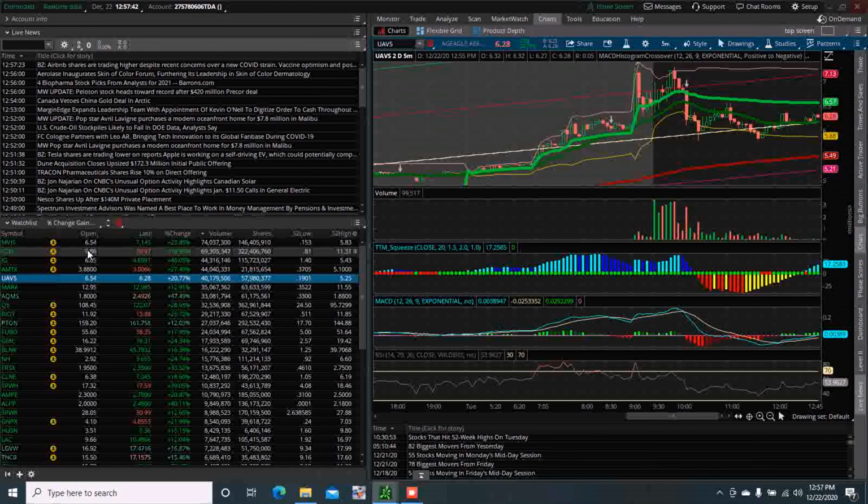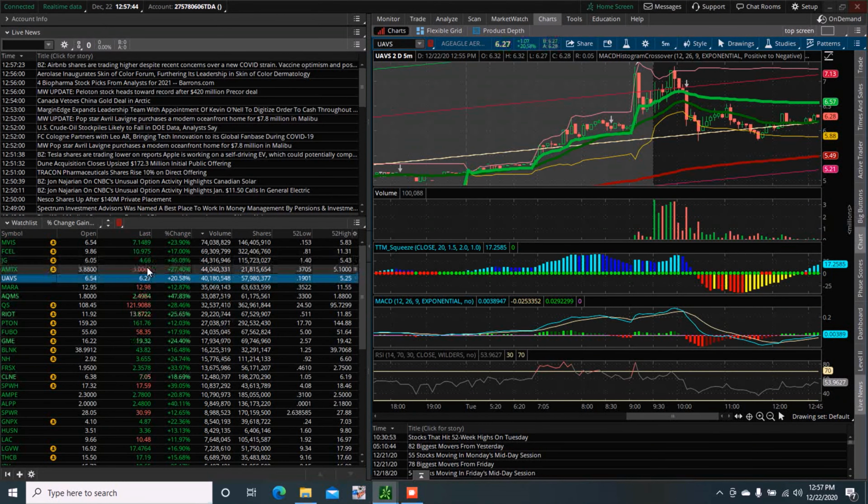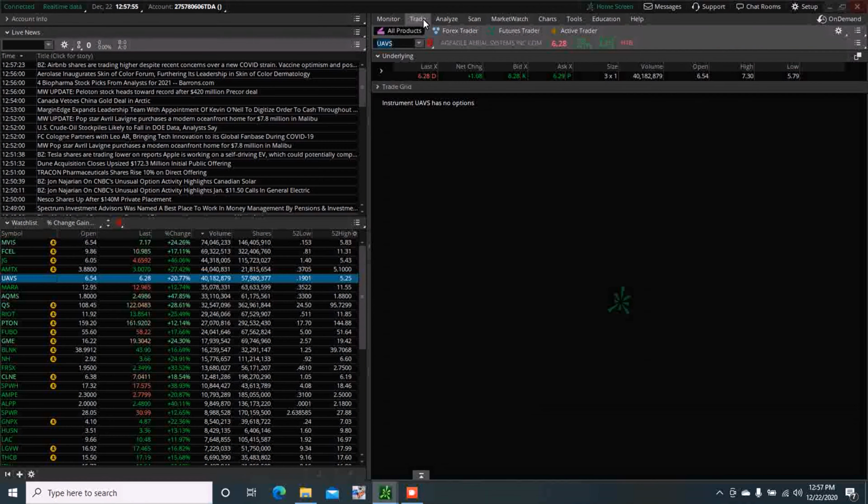I think the open isn't going to come on, or the last couple of things, but you'll have your volume and your shares. Again, the lower the float, the better chance of the stock popping during the morning and the afternoon hours.